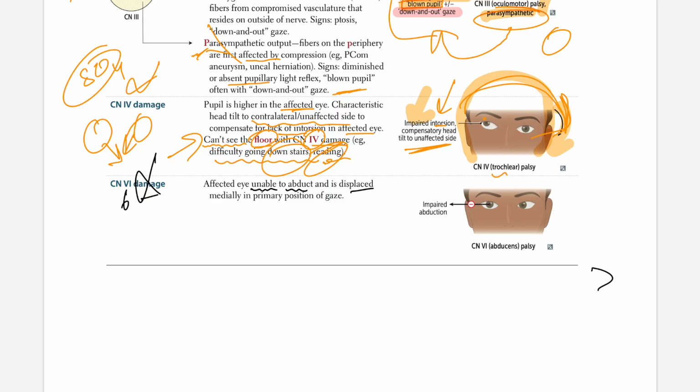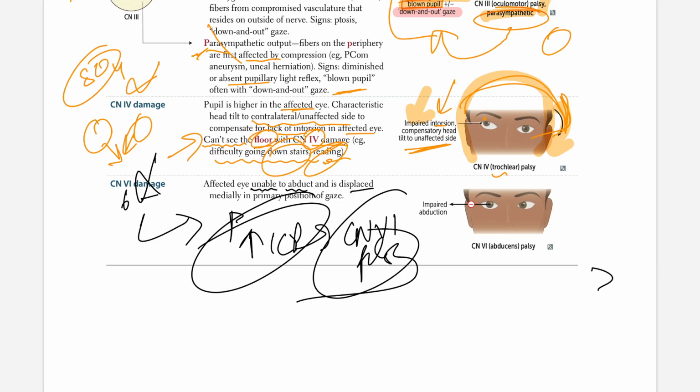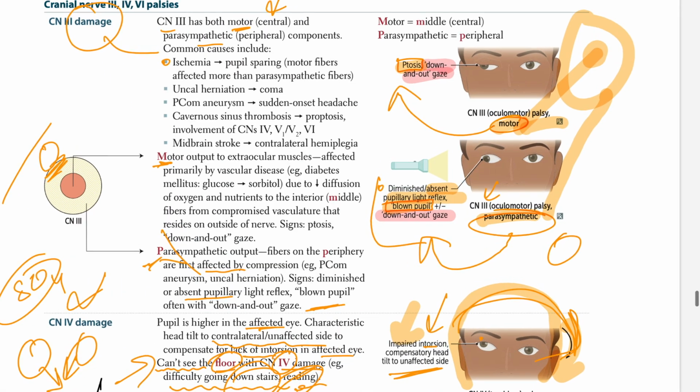Now, importantly, the CN6 damage is seen in something known as pseudotumor cerebri, which is just increase in ICP, right? Increase in ICP that leads to CN6 damage or CN6 palsy. Pseudotumor cerebri, one of the important causes of this. Okay, and that's going to be all. Let's just quickly go through these nerve damages and palsies and move on to the next one.